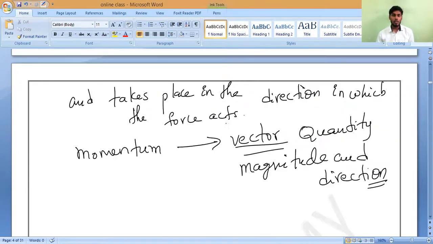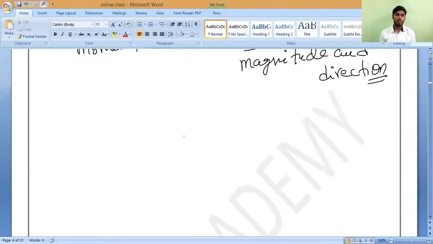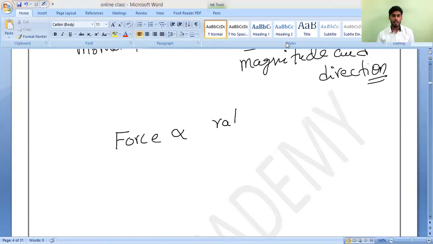So now, can you write this definition as a formula? They are saying that applied force is equal to what? Force is directly proportional to the rate of change of momentum. Is it yes or no? Write it, all of you. Formula: force is directly proportional to what? Change in momentum by time taken. Is it yes or no?